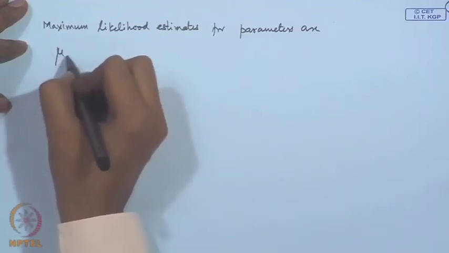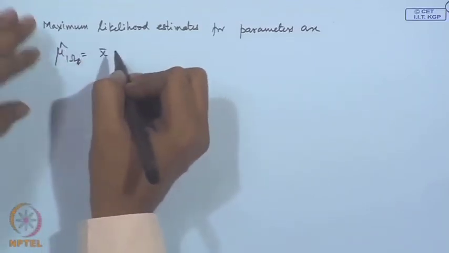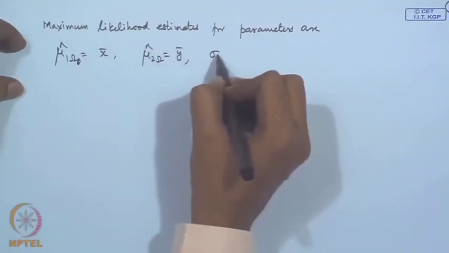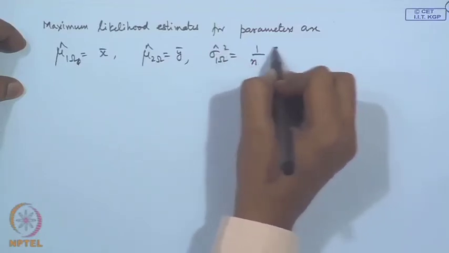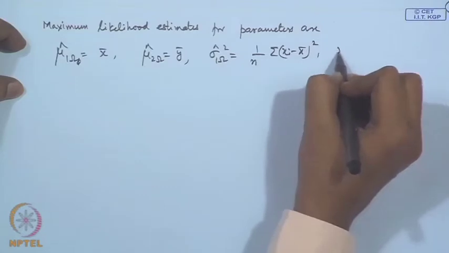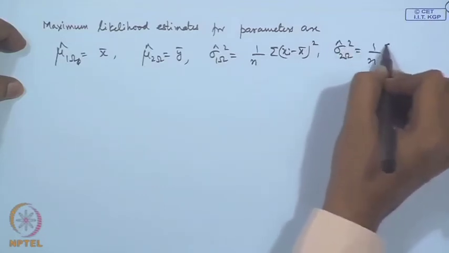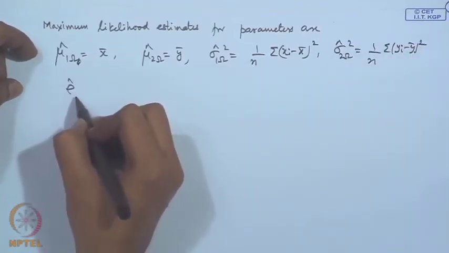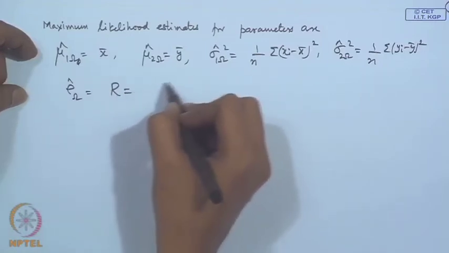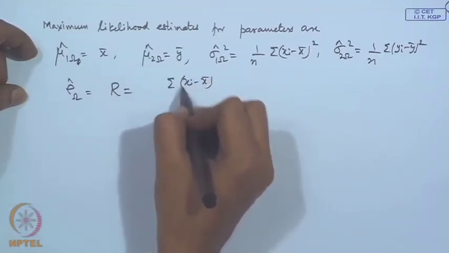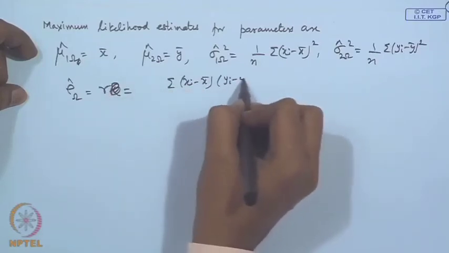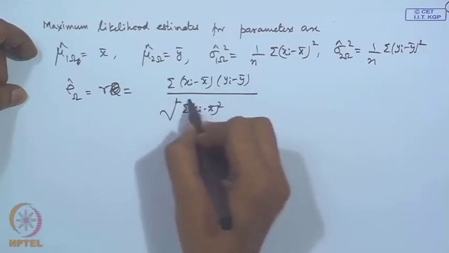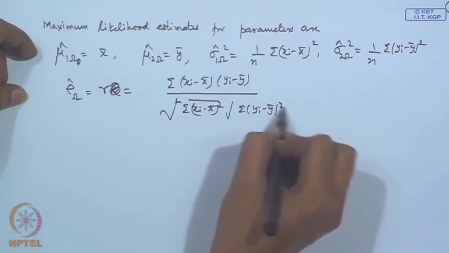are: mu 1 hat, that is equal to x bar, mu 2 hat is equal to y bar, sigma 1 hat square is equal to 1 by n sigma (x i minus x bar) whole square, sigma 2 hat square is equal to 1 by n sigma (y i minus y bar) square, and rho hat, that is equal to r, that is equal to sigma (x i minus x bar)(y i minus y bar) divided by square root of sigma (x i minus x bar) square and sigma (y i minus y bar) square. Let me write a small r here.